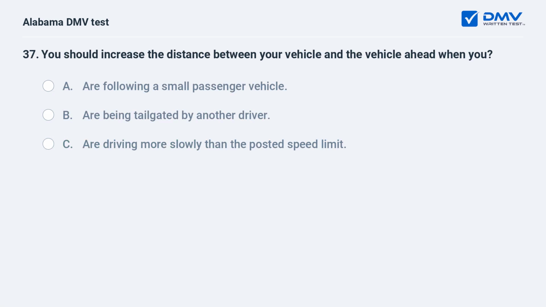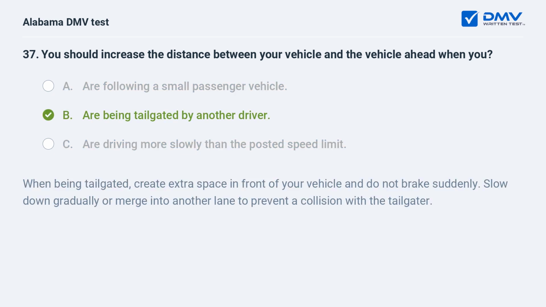You should increase the distance between your vehicle and the vehicle ahead when you A. Are following a small passenger vehicle, B. Are being tailgated by another driver, C. Are driving more slowly than the posted speed limit. B. Are being tailgated by another driver.